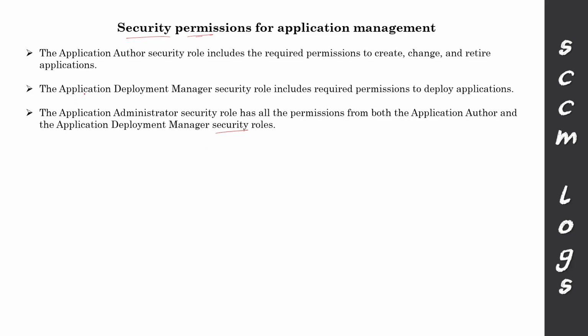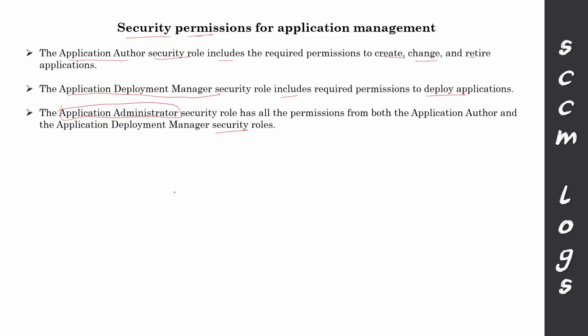Okay. So like that, we have the application author, a security role that includes the required permissions to create, change, and retire applications. And then the application deployment manager, who can deploy the applications. And finally, the application administrator. The administrator can do anything. So whatever the application deployment manager can do, the application administrator also can do, because he is the main admin, right? So like that, we have the security permissions for the application management.